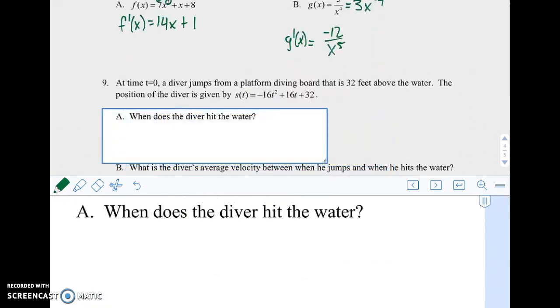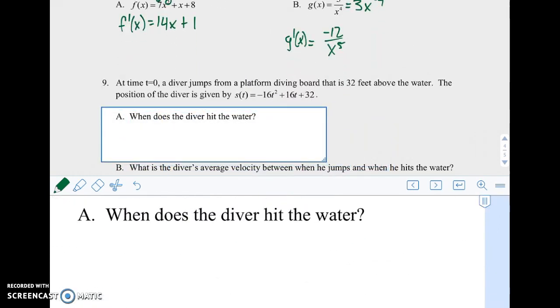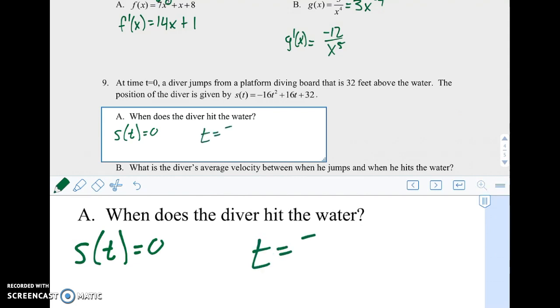For question 9, we have a diver jumping off of a diving board. It has a picture for us as well. So you want to know when the diver hits the water, so you want to find t when s of t equals 0. If you put that into Desmos or solve it any other way, you will get t equals 2 seconds.